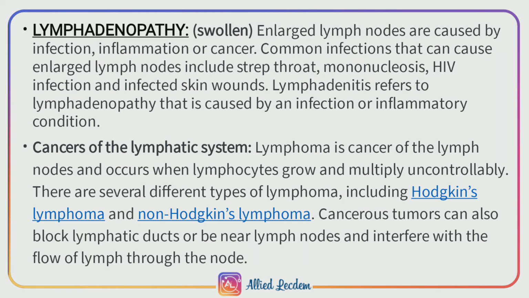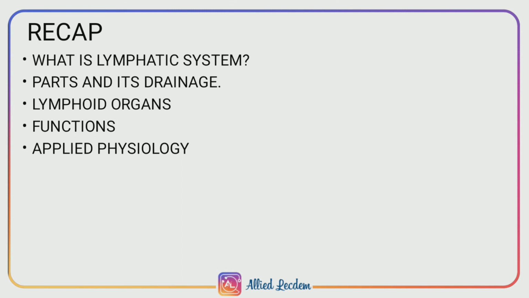Okay, we have come to an end. So we'll just recall the things we have seen in this video. First, we saw what the lymphatic system is. This is a closed system of lymph channels or lymph vessels through which lymph flows.